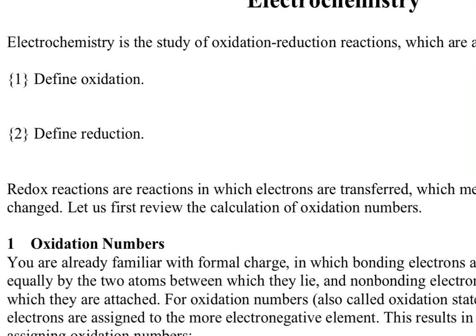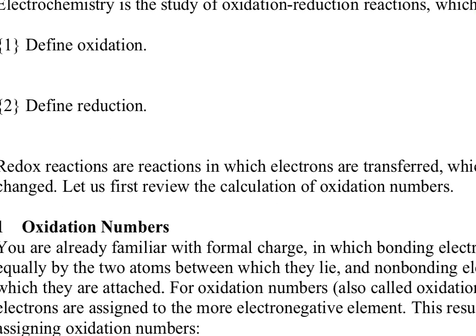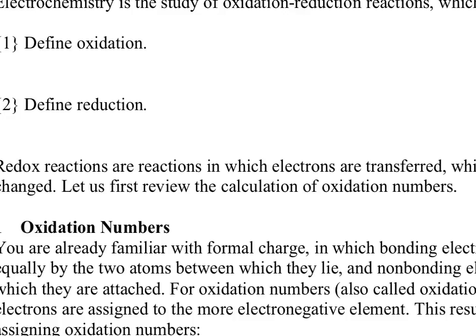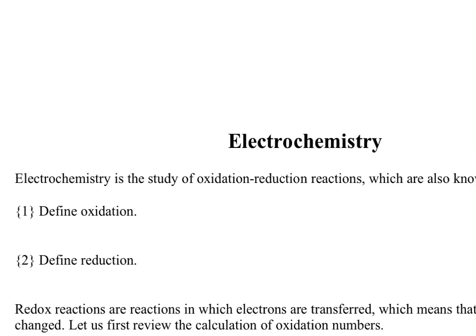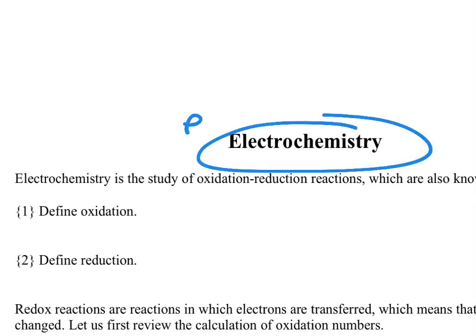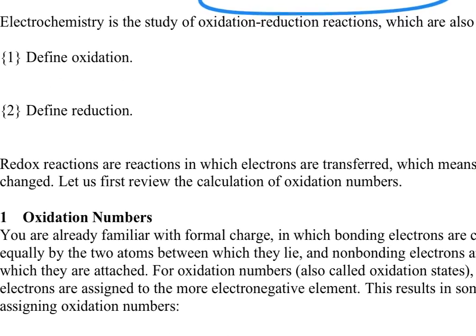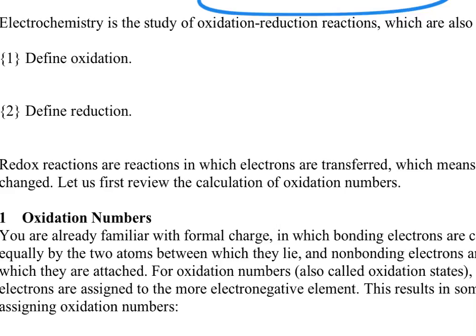I'm going to zoom in on the notes, and you can see the first two things we have to do are define oxidation and reduction. The fundamental thing you have to keep in mind is that electrochemistry is all about the movement of electrons. Something's going to have the electrons and something else is going to want the electrons. So we're going to be talking about transferring electrons from one species to another. And as that transfer happens, something is oxidized and something is reduced. That gets us into our definitions here.